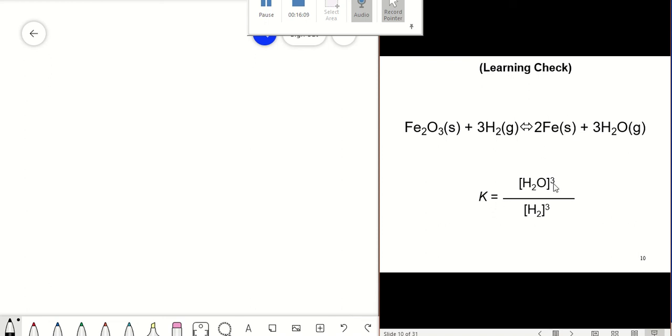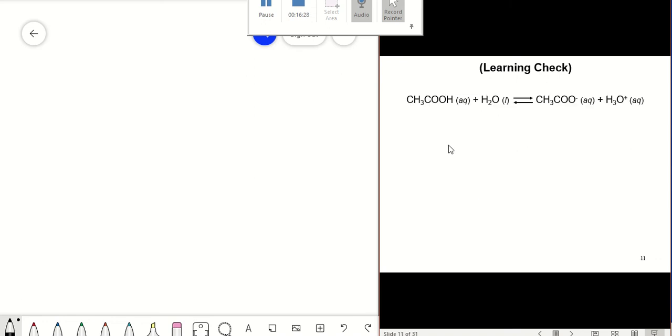So K is going to be the product, which is water, raised to the power 3. Why? Because of the stoichiometric coefficient, over our reactant, which is hydrogen gas, raised to the power 3. And we are going to omit Fe2O3. Why? Because it's a solid.